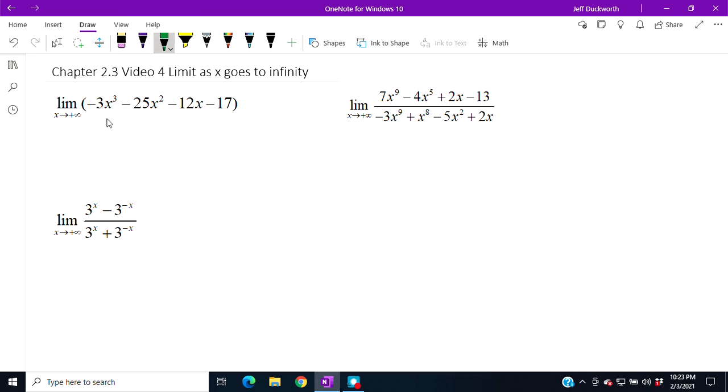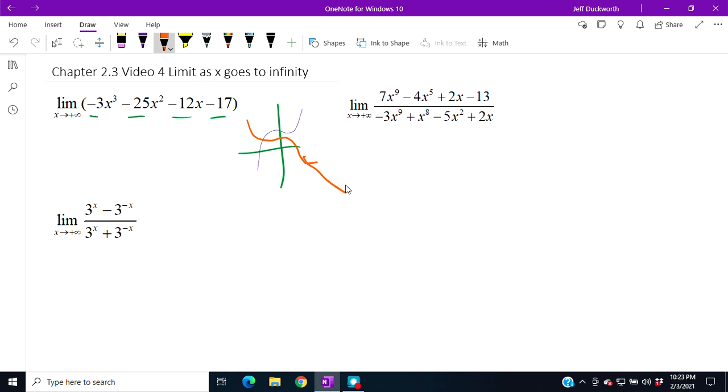It looks like this is a cubic. We've got negative 3x cubed minus 25x squared minus 12x and then minus 17. It's a cubic. A typical cubic is going to look something along these lines. It's either going to do something like this if the coefficient in front of your cubic is positive, and if it's negative, it's going to go the other way. So if it's negative, it's going to look more like this. And this will just go on forever.